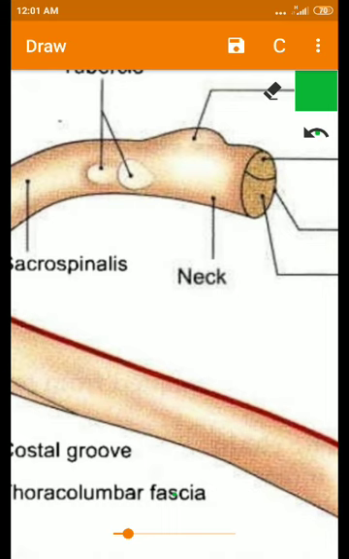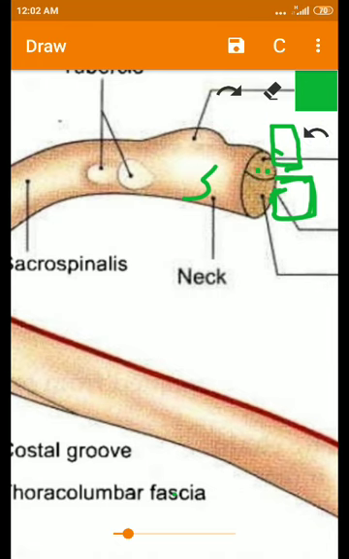Whereas the upper smaller facet articulates with the inferior costal demifacet of the vertebra above. That means this one is the second and this one is the third, because this is the third rib. The transverse ridge, the crest, attaches to the intervertebral disc. In between two vertebrae we have the intervertebral disc.